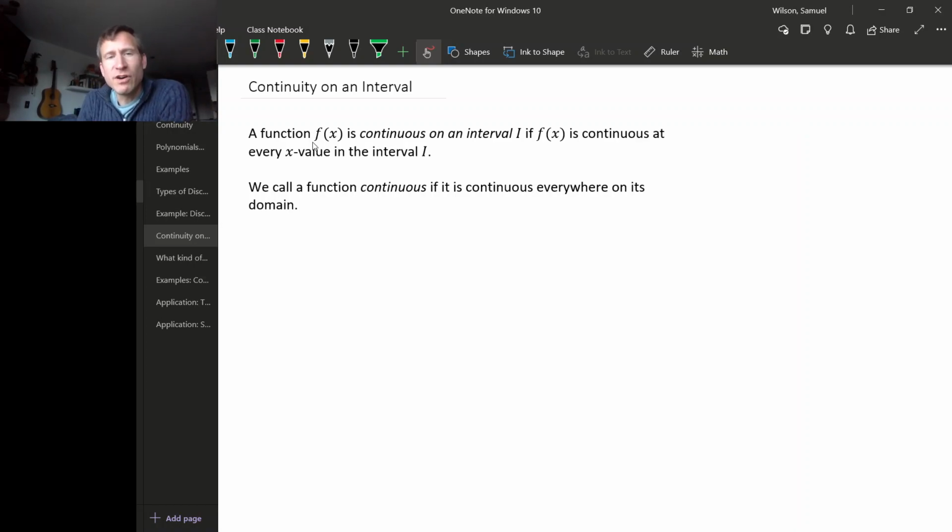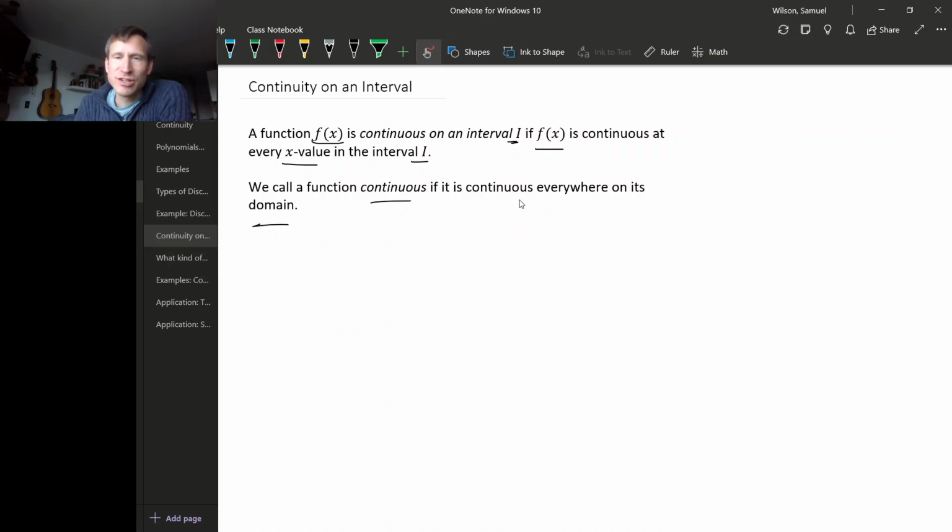So we'll say that a function f of x is continuous on an entire interval if f of x is continuous at every x value that's in that interval. Additionally, we'll call a function continuous if it's continuous everywhere on its domain.